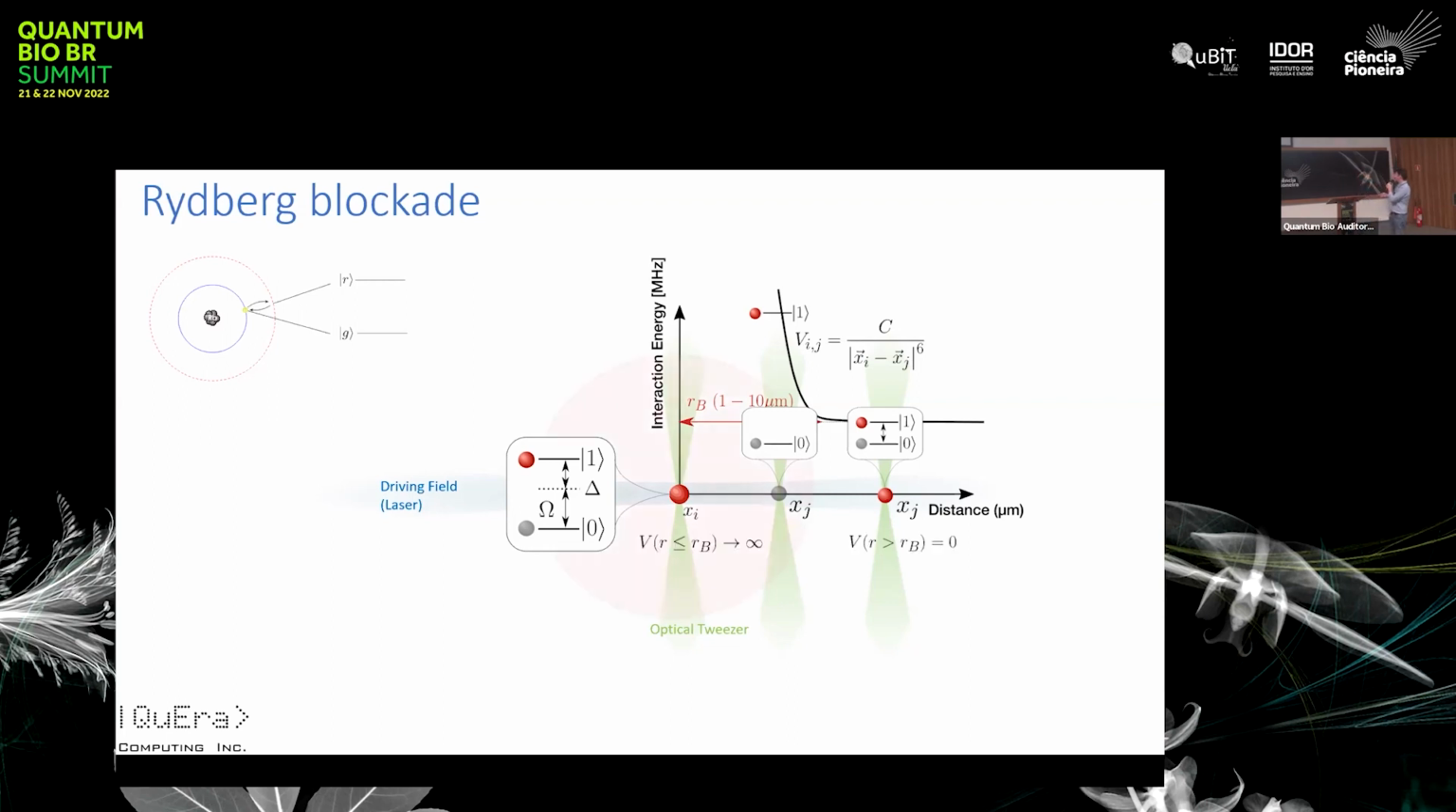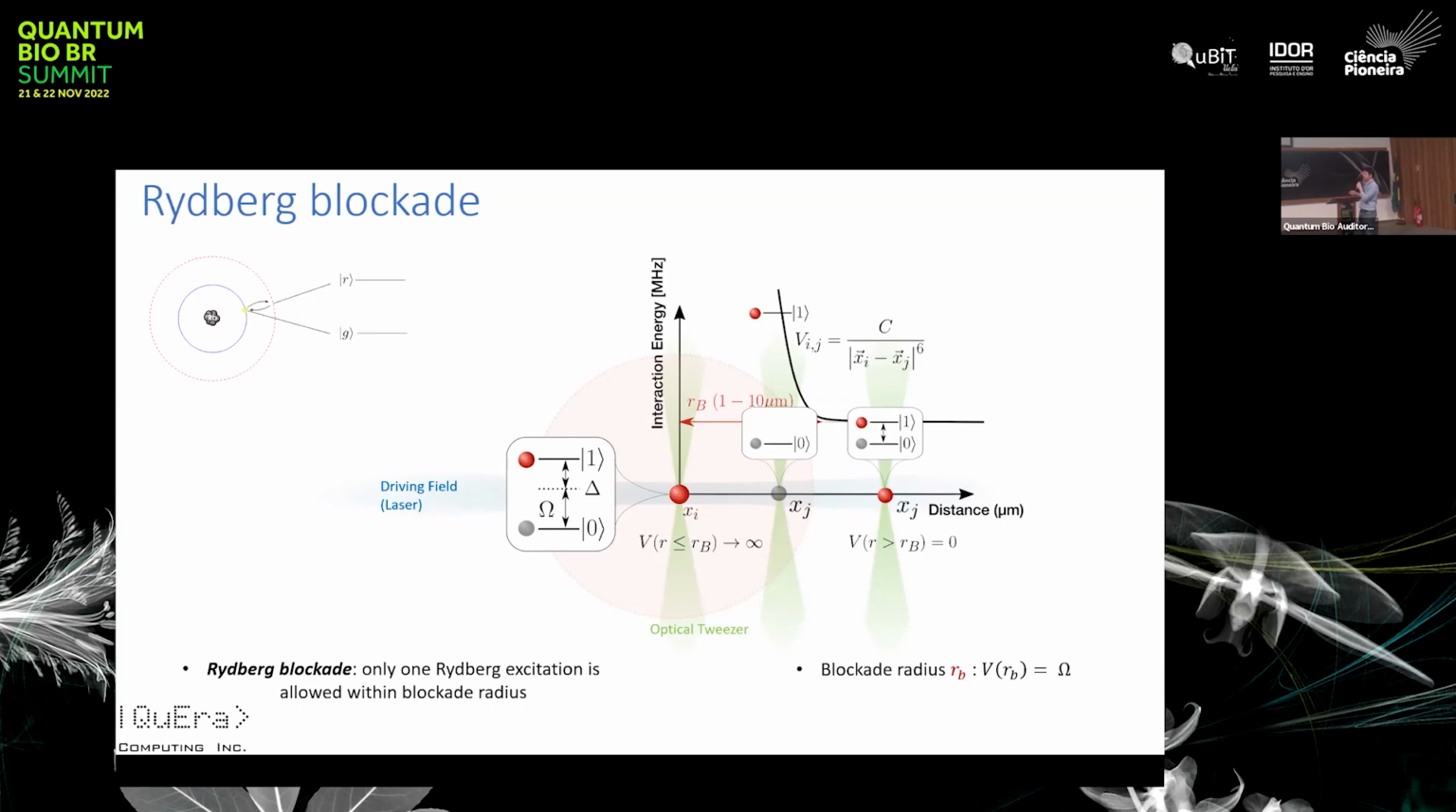Now, the blockade takes place at distances which are smaller than a critical distance called the blockade radius. And it is essentially very similar to what in condensed matter people call the Coulomb blockade.